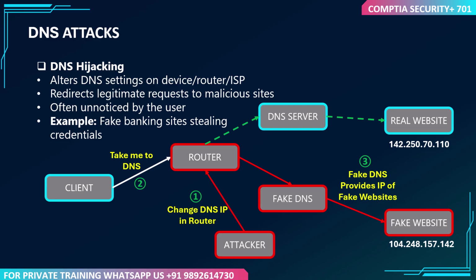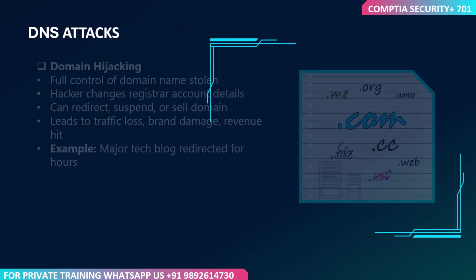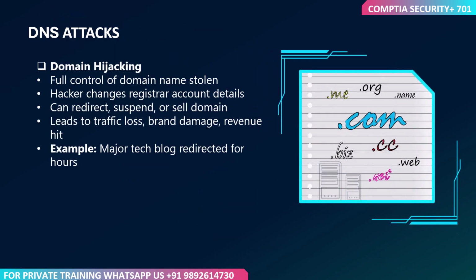What makes DNS hijacking dangerous is that it happens at the source, like your router, meaning you may not notice anything wrong until it's too late. Let's now move to domain hijacking, which is even more serious. In this attack, the hacker doesn't just mess with the DNS records, they take over the entire domain name itself. Imagine owning a business and suddenly losing your website overnight. That's what domain hijacking can do.